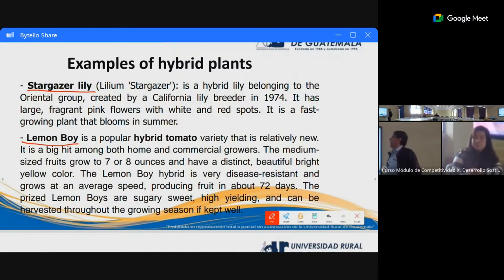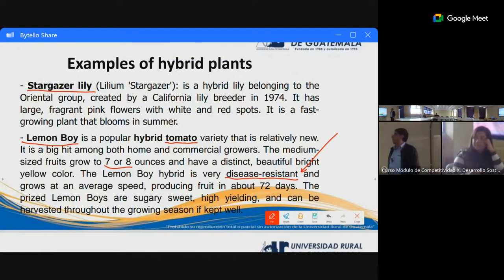The second one is a popular hybrid tomato, a tomato variety that is relatively new. It is a big hit among both home and commercial growers. The medium-sized fruits grow to 7 or 8 ounces and have a distinct, beautiful bright yellow color. The lemon boy hybrid is very disease resistant, which is an important new characteristic of the plant, because this way we will be able to keep these plants healthy for more time, thanks to this new characteristic, disease resistance.